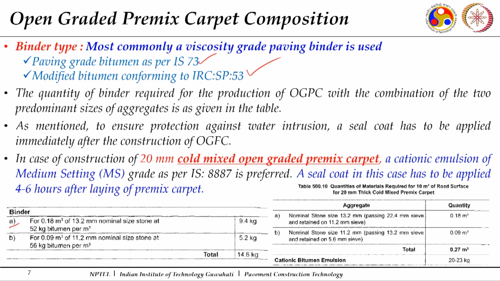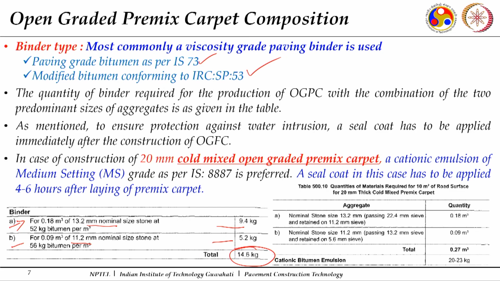It says that for the 0.18 meter cube of 13.2 NMS, we require around 9.4 kg, and for 0.09 of the one which is having 11.2 NMS, we require 15.2 kg. So, around 14.7 kg will be required in that 10 meter square of area.